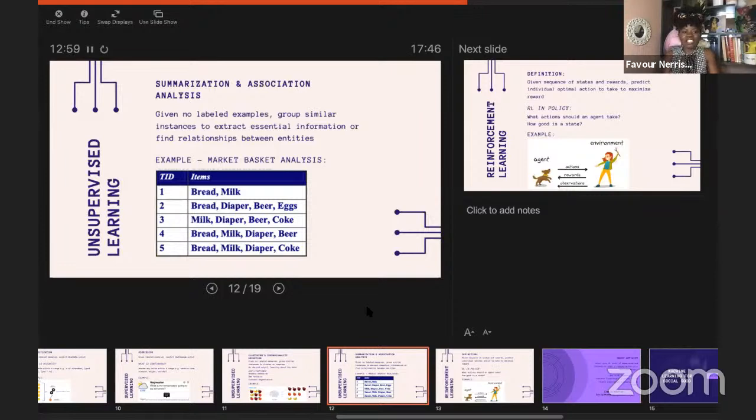These are summarization and association analysis. So recall, I really just mentioned that unsupervised learning really focuses on finding out relationships in the data. So this is what this side of unsupervised learning does. You group these similar instances to either extract essential information. So an example of this is for text mining. Imagine that you're reading a huge encyclopedia report and you just want to understand, give me a summary, the Spark Notes version, the Cliff Notes version.